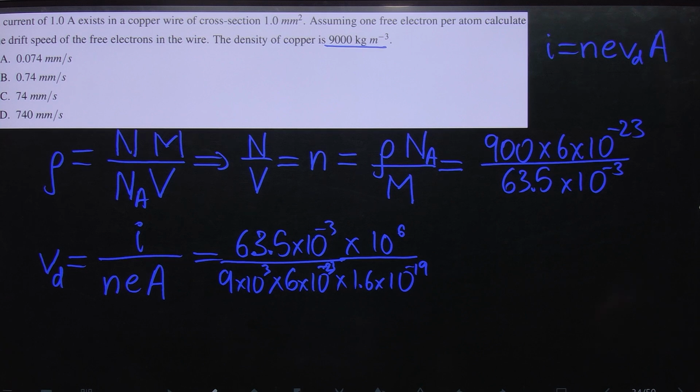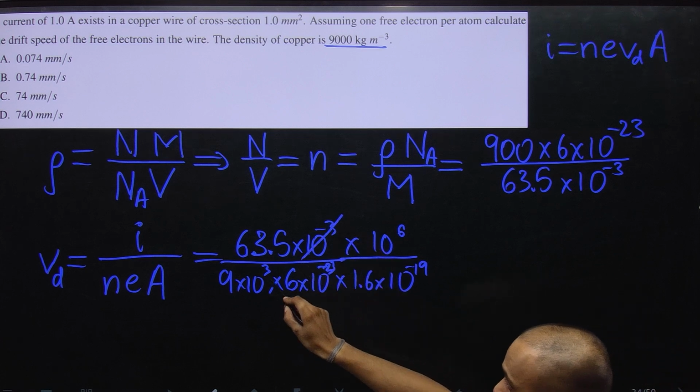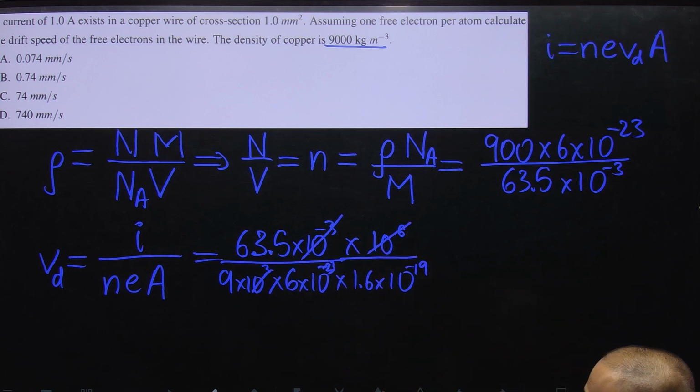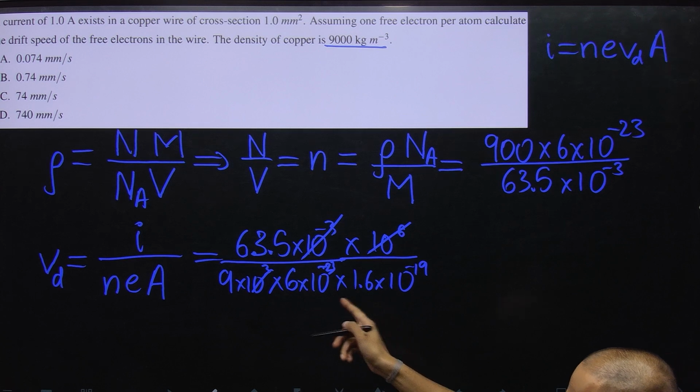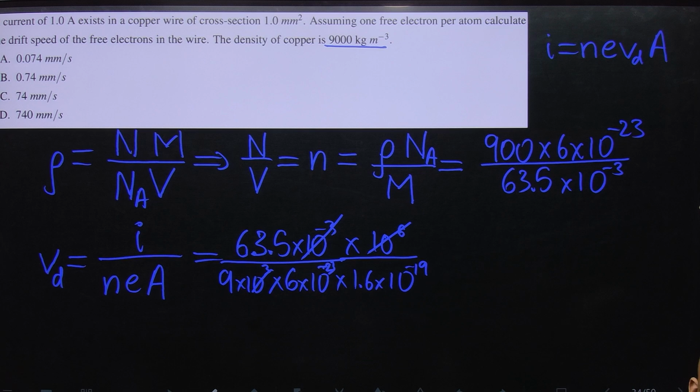This is how the drift velocity will be. 10 power 3, 10 power minus 3 will cancel 10 power 6. 10 power minus 23 cancel to 19. So 10 power 4 will go into the numerator. 1.6 into 6 into 9, we can cancel with 63.5. What will be left? We will again once have to use the calculator for this.